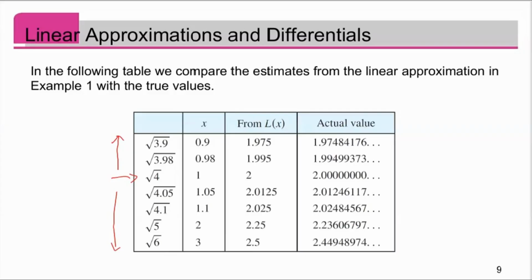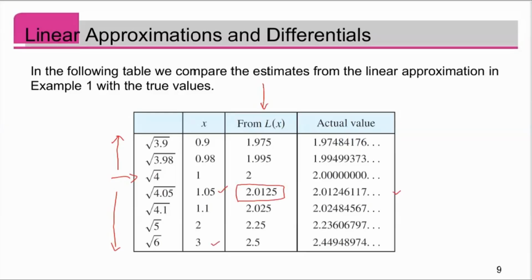And then we have something bigger. When you have 4.1, x is equal to 1.1. When you have 5 as the argument here, we have x equal to 2. And for 6, we have x equal to 3. And these are the values that we obtained from the linear approximation formula that we had just now. So you can see the difference here. We consider this one to be the closest, this one to be the furthest.